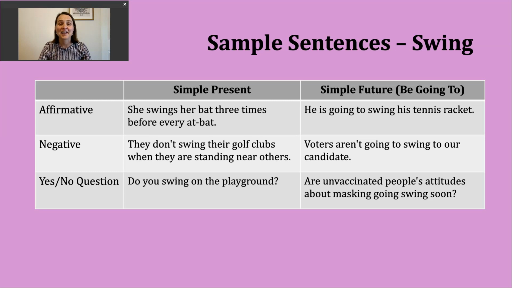Let's take a look at an affirmative example. He is going to swing his tennis racket. Right? So we might be using this to explain kind of a plan. We might also use it for predictions as well.